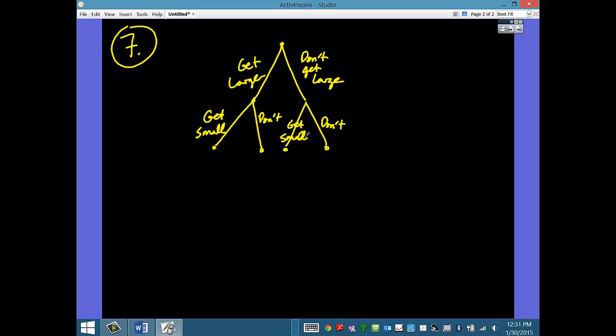Okay, so we've got to put the probabilities on our tree. The company estimates there's a 30% chance it'll get the larger contract. So here we go with our probabilities. This is 0.3, which means, of course, this is 0.7. And then there's a 60% chance it gets the smaller contract, so 0.6, 0.4, 0.6, and 0.4. Okay.